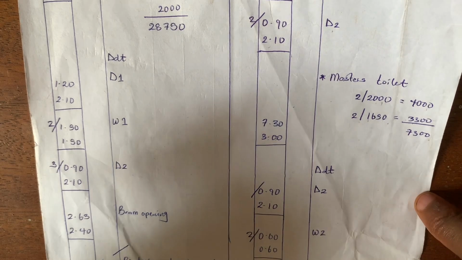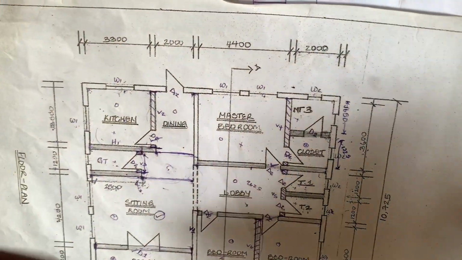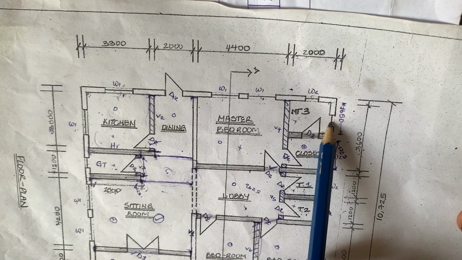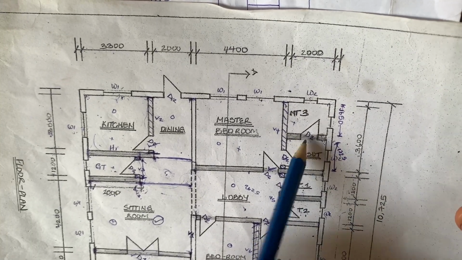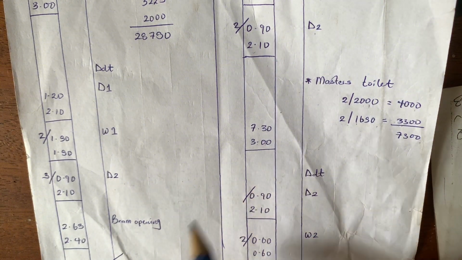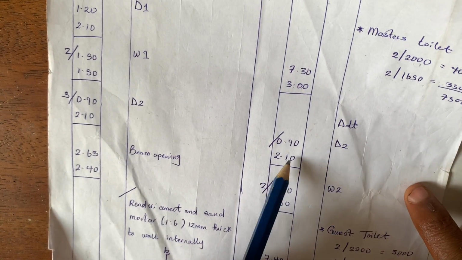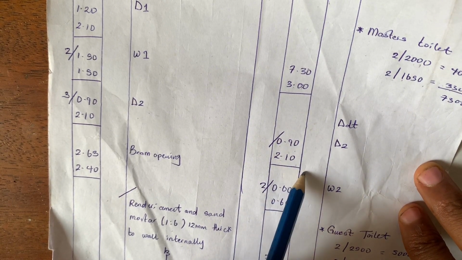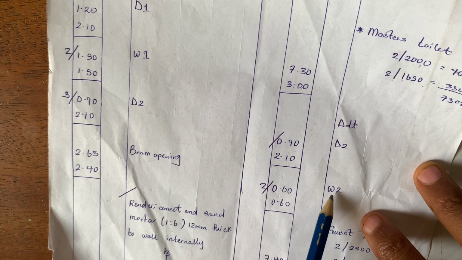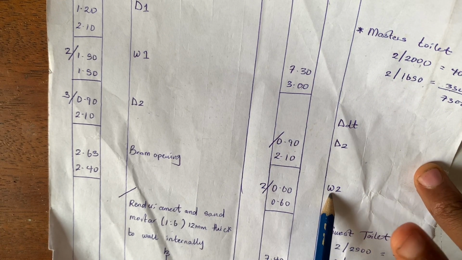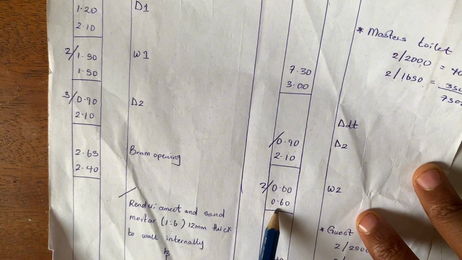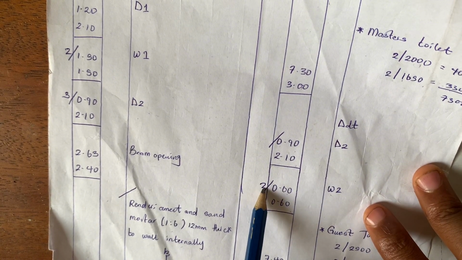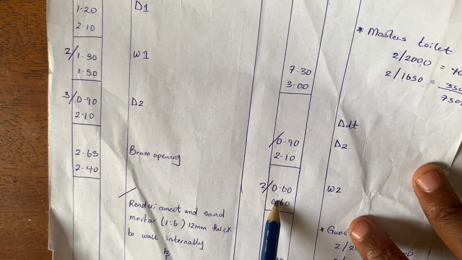Then we have to do the deductions. What can you see in the master's toilet here? You can see a window 2, another window 2 here, and door 2. So we start with door 2. What is the size of door 2 there? 0.90 by 2.10, and then we close. Then for window 2, the size is 0.60 by 0.60. How many window 2s did we find here? 2. So we times it by 2. Doing this, you booked for the master's toilet.